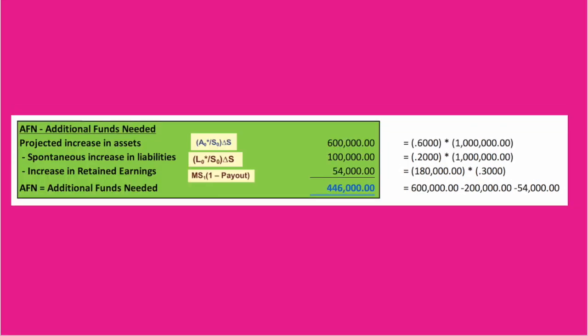After all those computations, we can now compute our additional funds needed. We can easily get this by deducting the spontaneous increase in liabilities and the increase in retained earnings from the projected increase in assets. This is equivalent to 600,000 less 100,000 less 54,000, which will give you an AFN, or additional funds needed, of $446,000. Please note the solutions on the right side of the page.